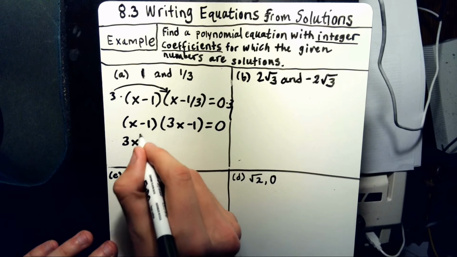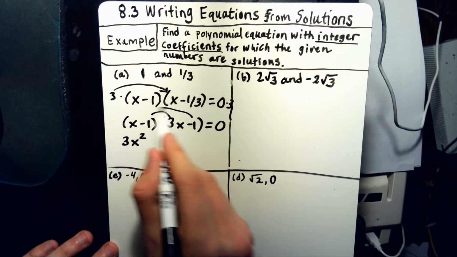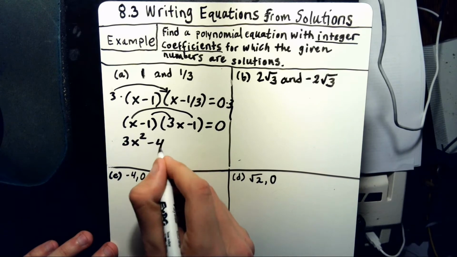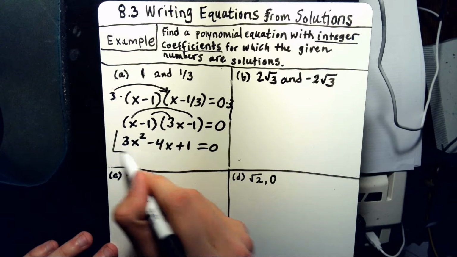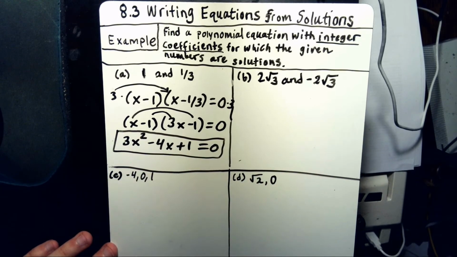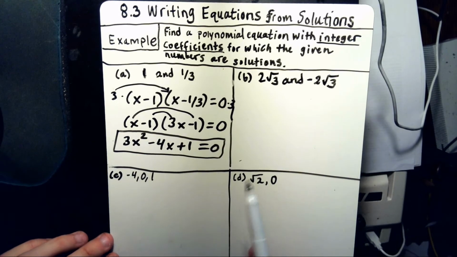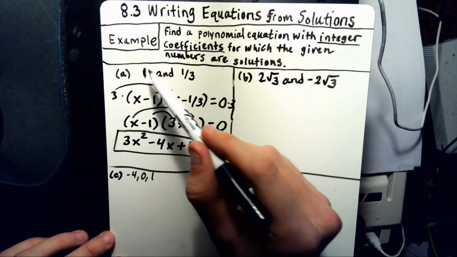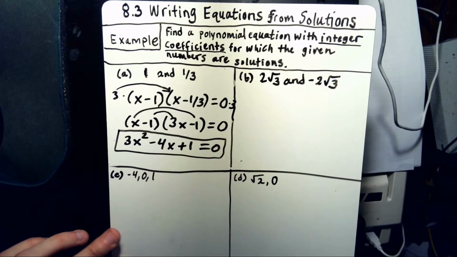This gives us 3x squared. We get a minus 3x here. We get a minus x here, so that's minus 4x plus 1. Now we have it. We have a polynomial equation with integer coefficients for which 1 and 1/3 are solutions. If you'd really like to, you can check that 1 and 1/3 are solutions to this. But I'll leave that for you to check if you're curious.